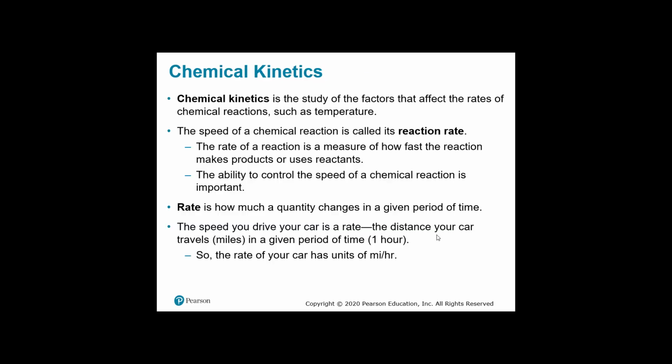15.1 is usually a story. So chemical kinetics, when we discuss kinetics, we're looking at the rates. In this case, we're looking at the rates of chemical reactions and the factors that can affect it, such as temperature. The reaction rate is the speed of the chemical reaction. That is how fast the reaction goes. So how fast does it produce products, or how fast does it use reactants up?